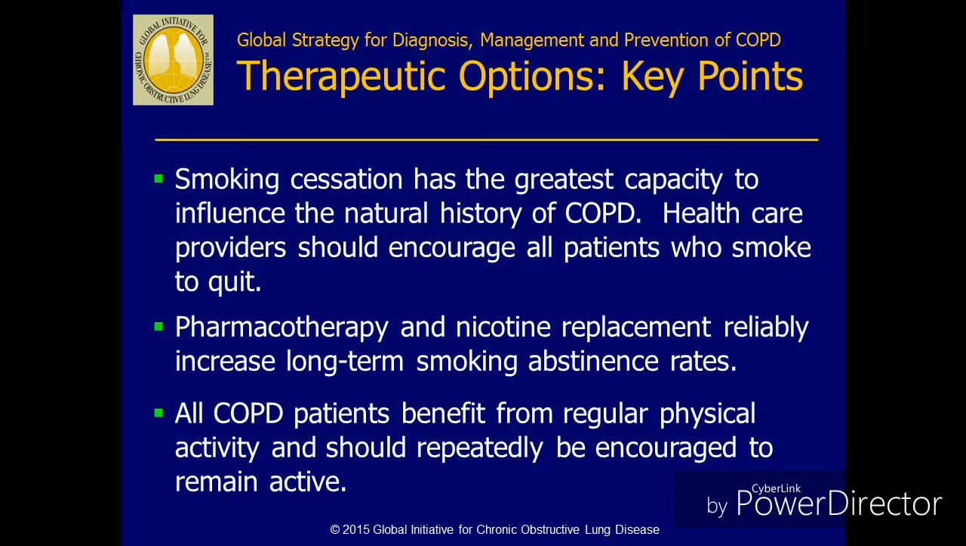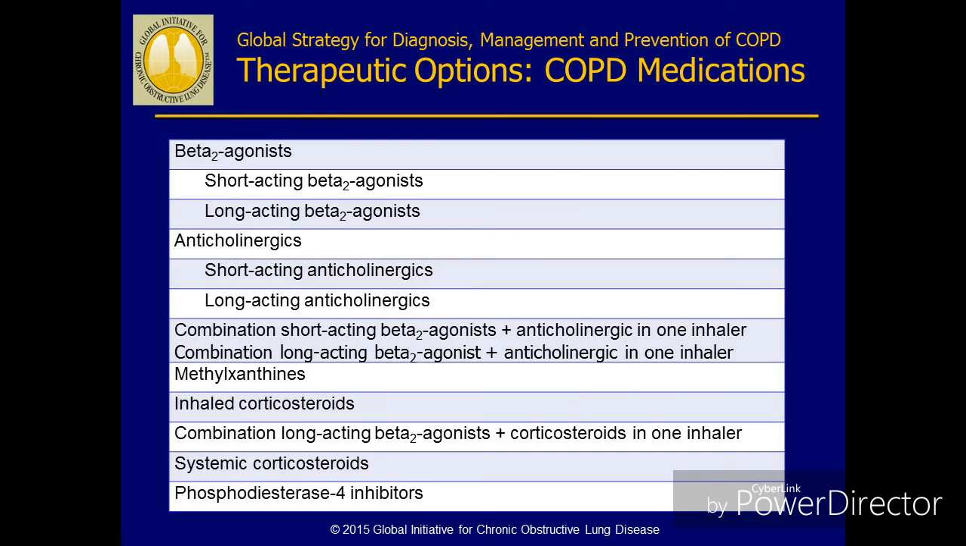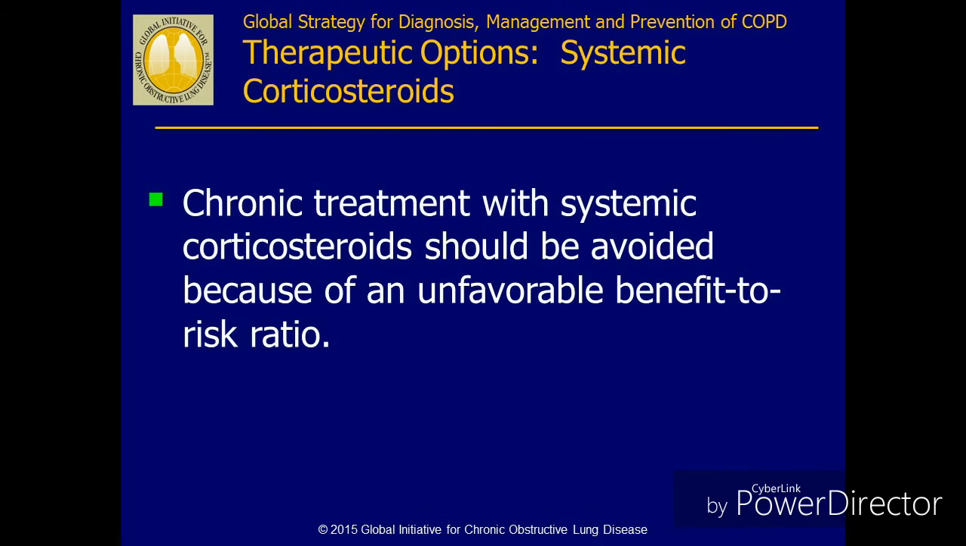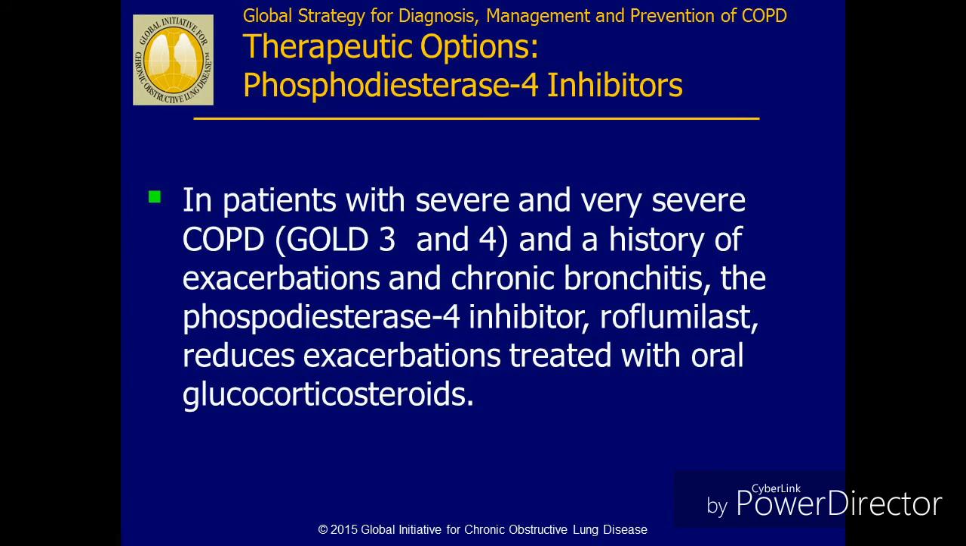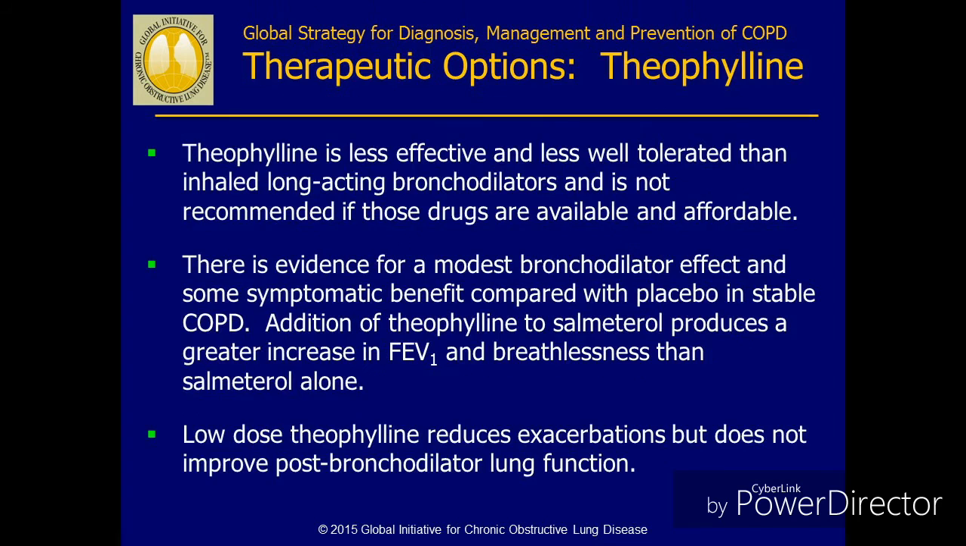Then of course you have a long list of medicines starting from simple bronchodilators like salbutamol, ipratropium, tiotropium, salmeterol, or a combination of a bronchodilator and a steroid. A word of caution in treatment of COPD is that systemic steroids should be avoided. One of the important drugs often forgotten in severe stages is the phosphodiesterase 4 inhibitor, roflumilast, which decreases exacerbation in those patients who are treated with oral steroids.